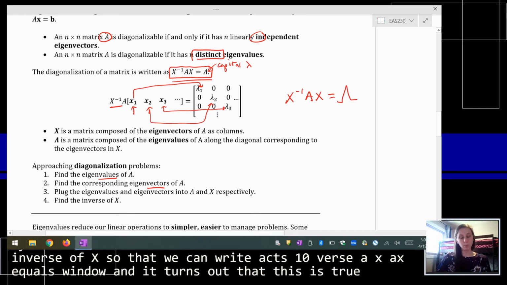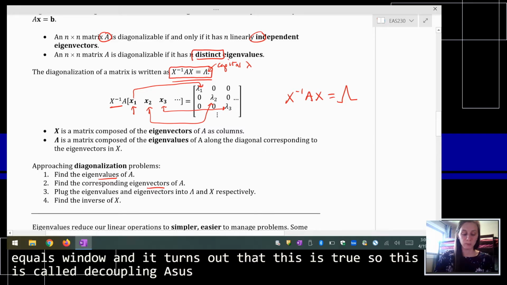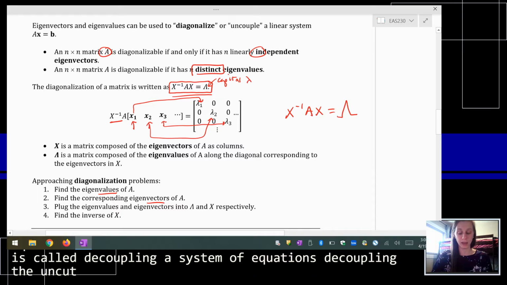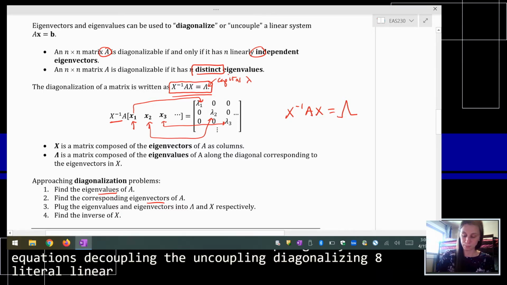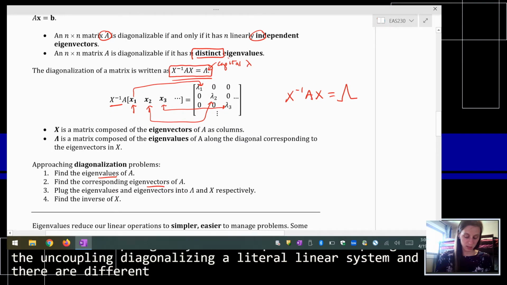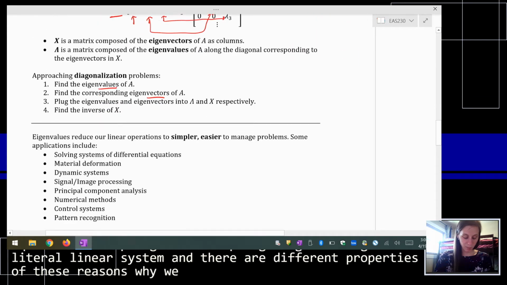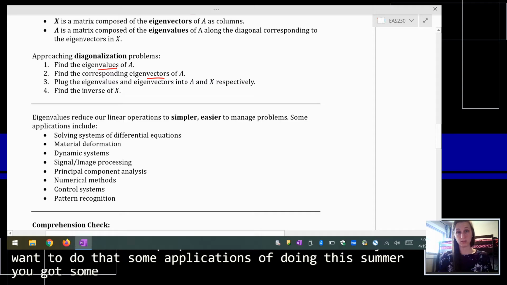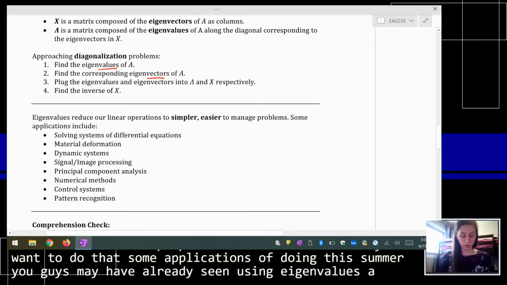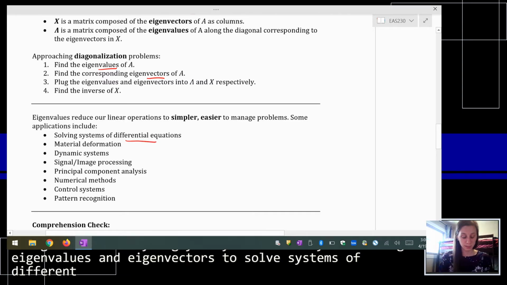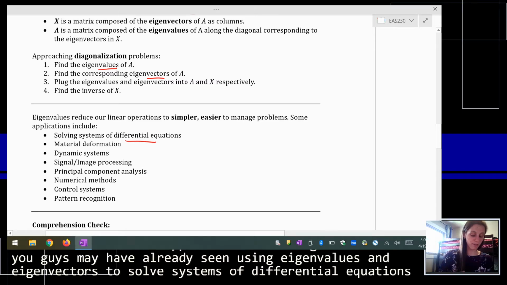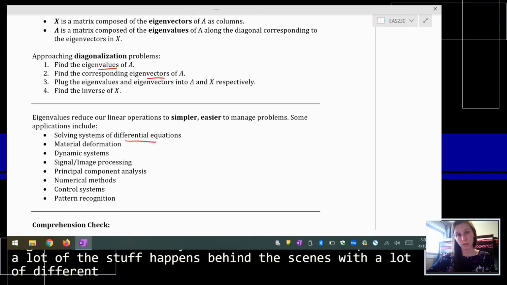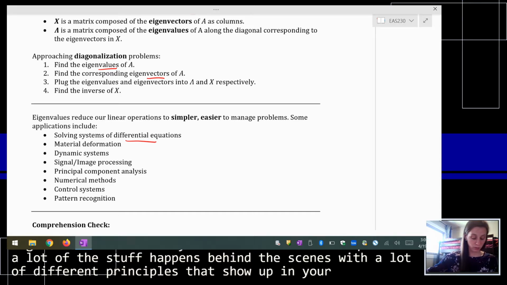So this is called decoupling a system of equations, uncoupling, diagonalizing a linear system. And there are different properties of these, reasons why we would want to do that. Some applications of doing this, some of you guys may have already seen, using eigenvalues and eigenvectors to solve systems of differential equations. A lot of this stuff happens behind the scenes with a lot of different principles that show up in your junior and senior level classes.